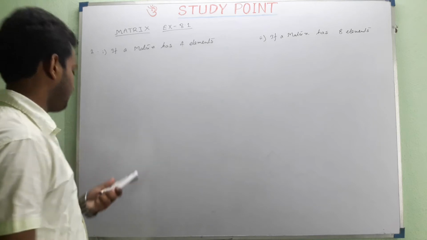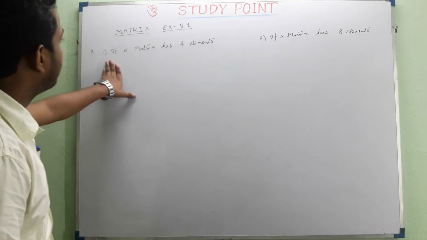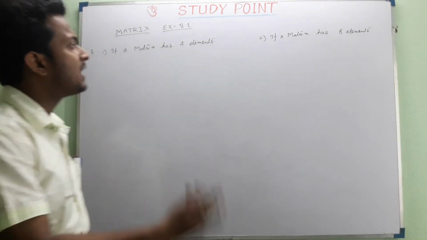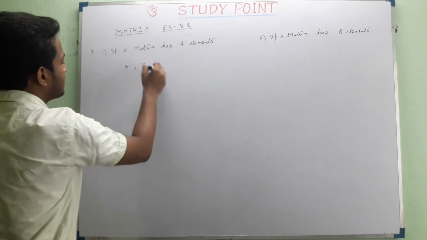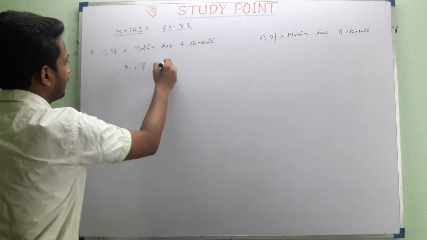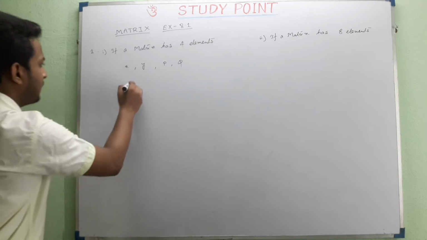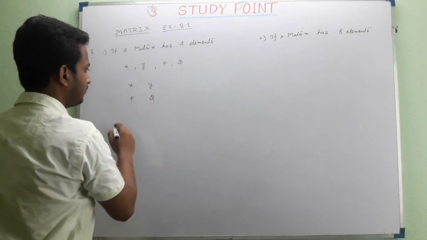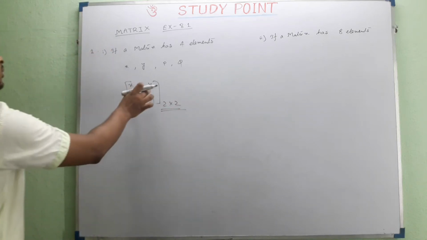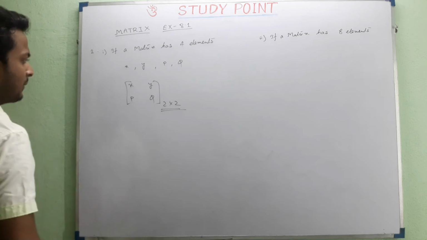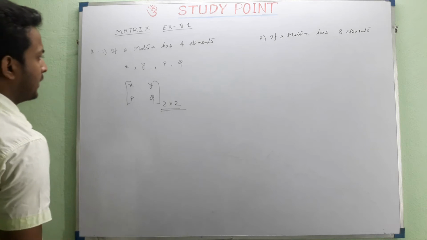Now let's move to the next part. Question number 2. Here it is given that if a matrix has 4 elements, what are the possible orders of this matrix? Now see, suppose I am giving you an example: X, Y, P, Q. These are the 4 elements. Now how can they be arranged? It may be X, Y, P, Q, meaning it is a 2 by 2 square matrix. Whatever the position of the elements may be, it will be a square matrix of order 2 by 2.